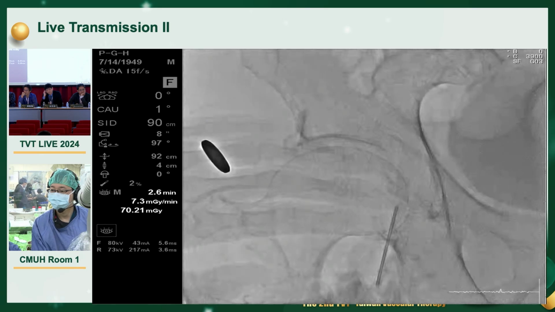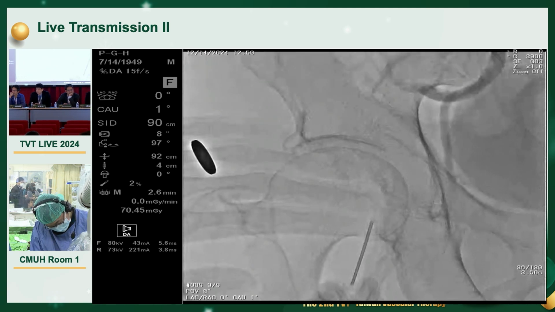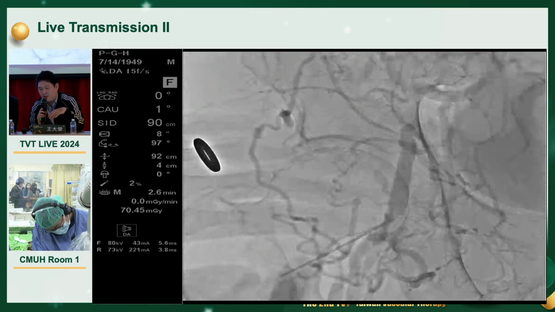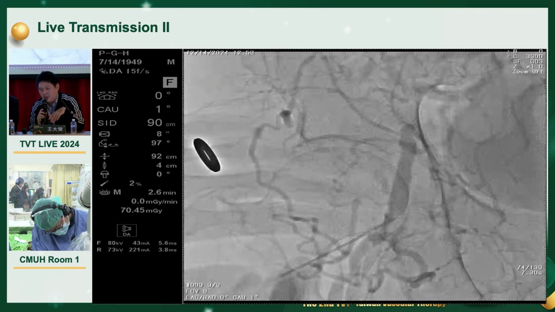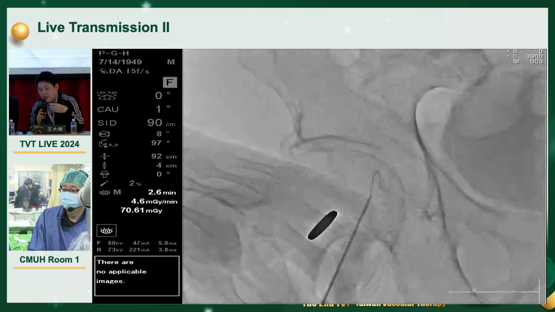Do you consider changing to a sharper needle? Because I think it is not a technique problem. I think your needle is too soft, so it is difficult to overcome the calcified plaque. So maybe you can try the micropuncture set.